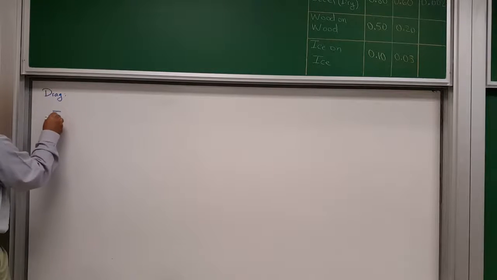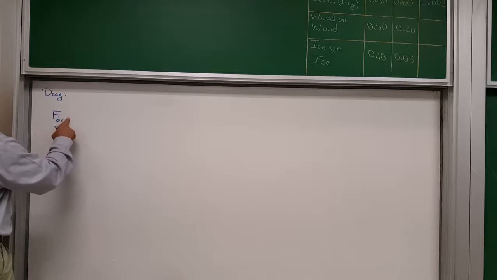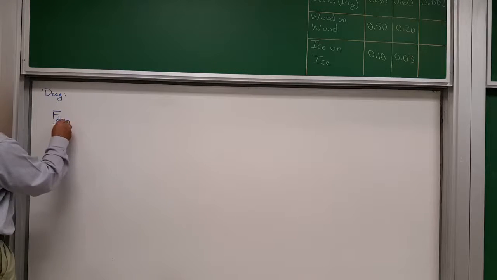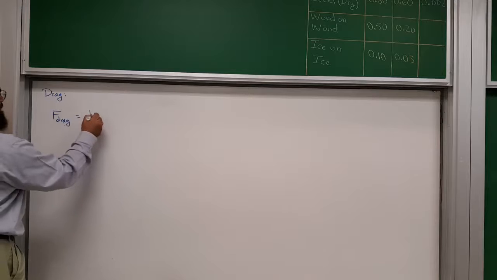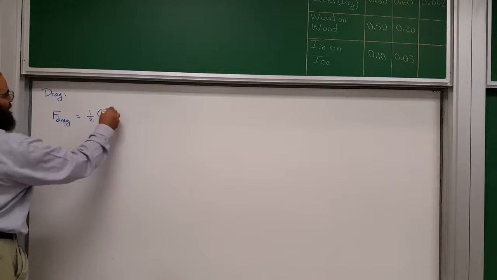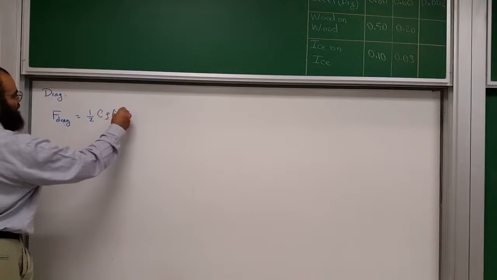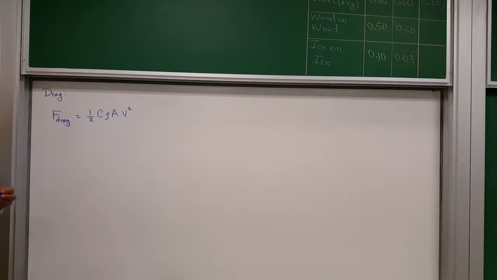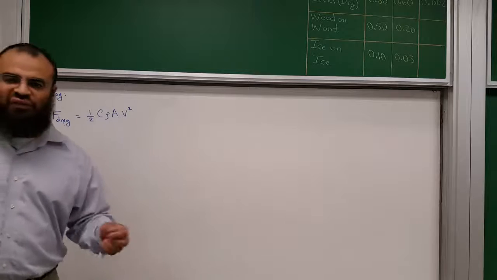So it just has the symbol F, drag. It's equal to 1/2 the drag coefficient, density, the area, and v squared. So let's try to explain what each of these means.